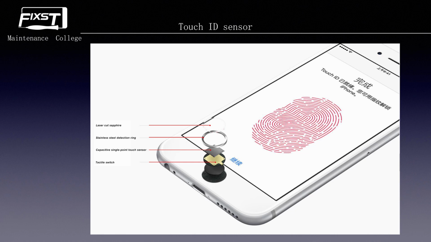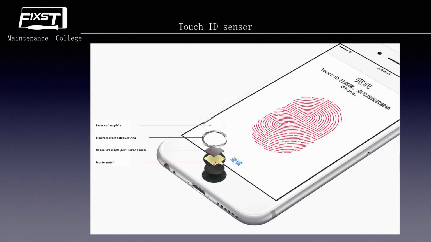Now we are just talking about the Touch ID circuit, because this is so important. Before we teach you the Touch ID sensor, first we need to let you know how it is made. According to the picture, the first is the laser-cut double-height crystal. This crystal is to protect the sensor under it. The second is the detection ring. Its function is to test whether your finger has touched the sensor or not.